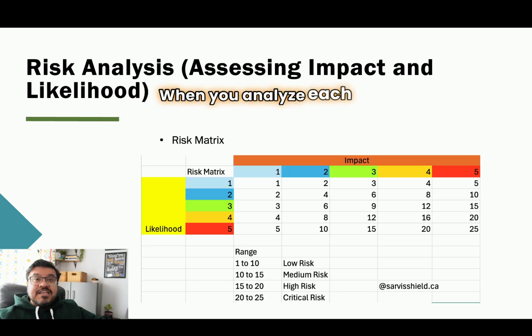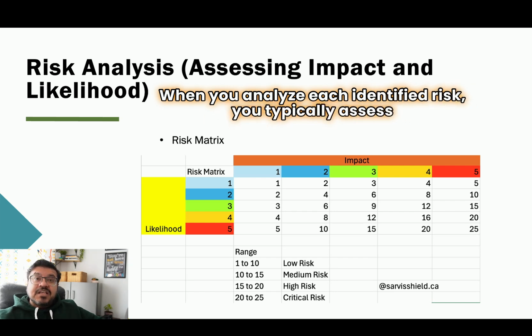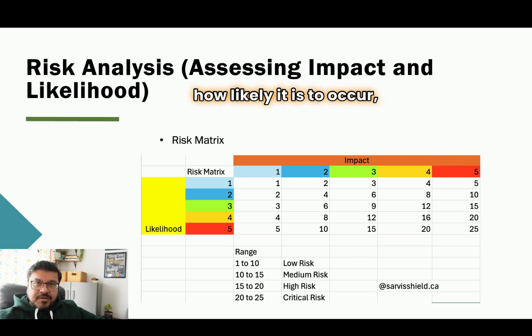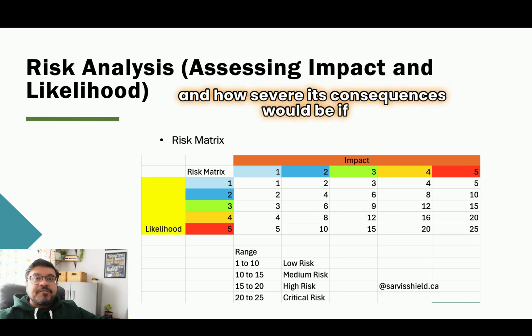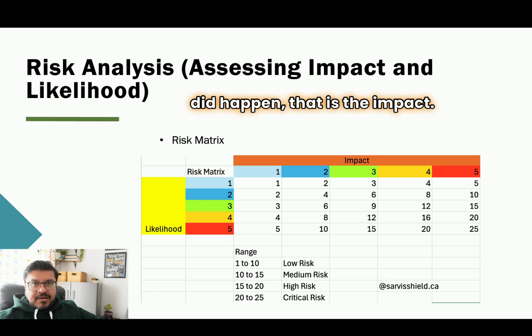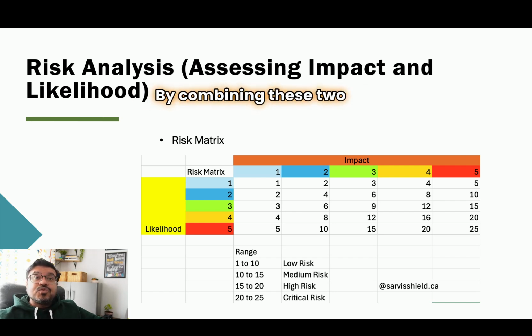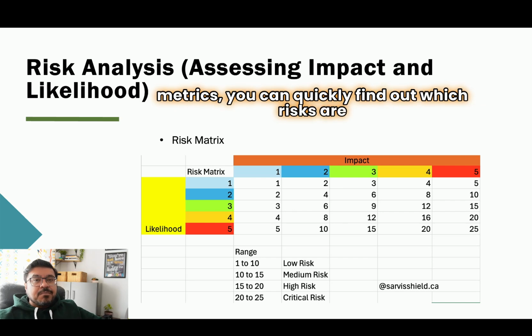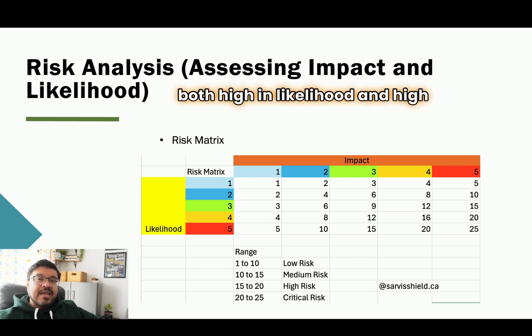When you analyze each identified risk, you typically assess how likely it is to occur. That is likelihood. And how severe its consequences would be if it did happen. That is the impact. By combining these two factors, often in a risk matrix, you can quickly find out which risks are both high in likelihood and high in impact.